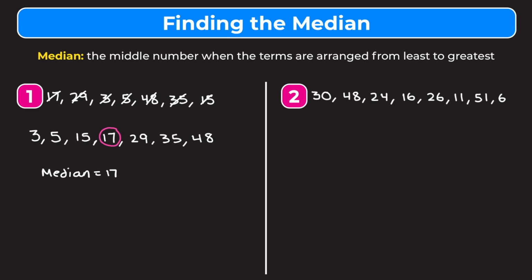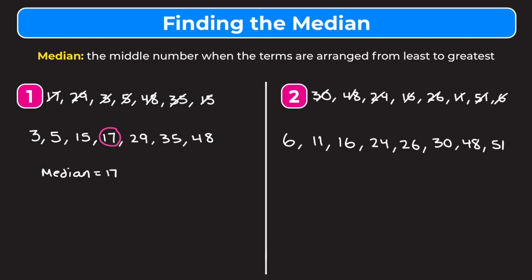So let me show you guys what to do if you have a set of even numbers. So if we take a look at example 2, we're going to start by doing the same thing we did in example 1. We're going to line up our numbers from least to greatest. So we're going to start with 6, and then we have 11. Next we have 16. We have 24, 26, 30, 48, and 51, and we've crossed out all of our numbers so we know we didn't miss any.